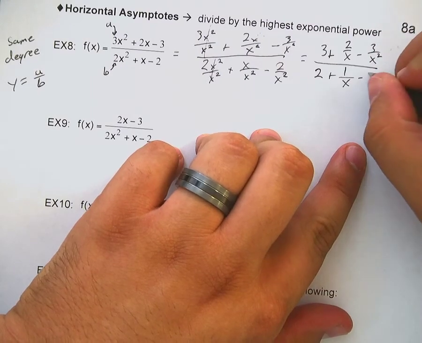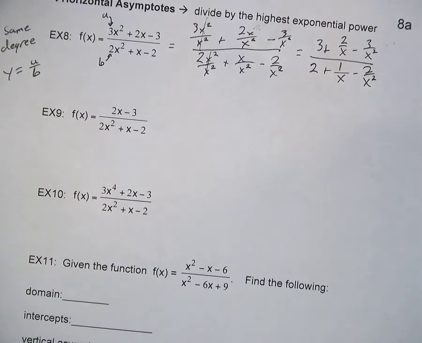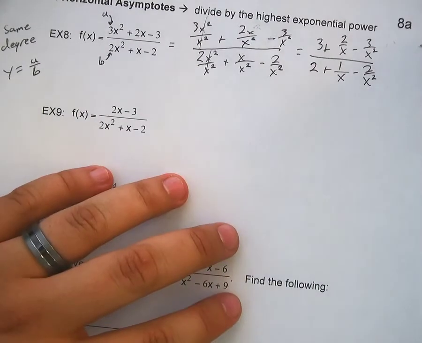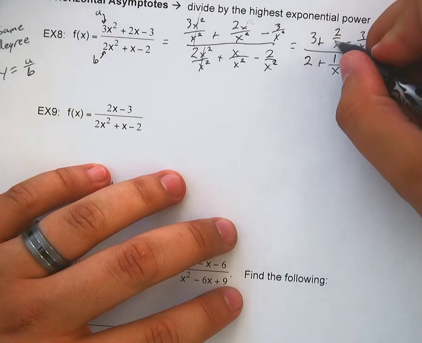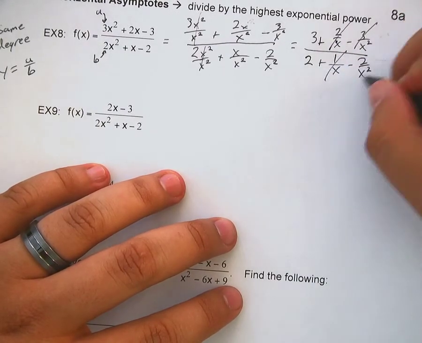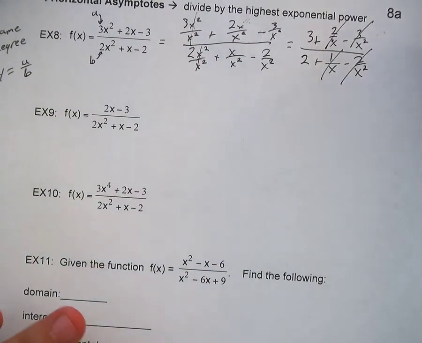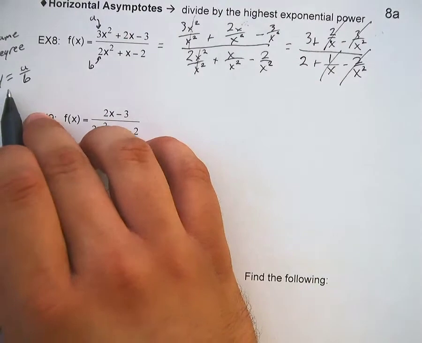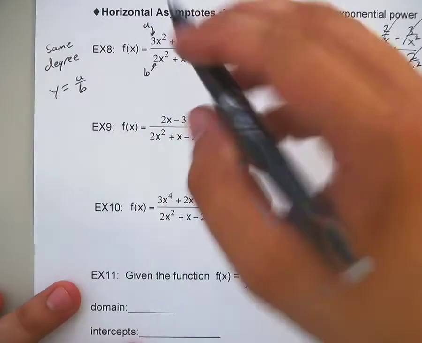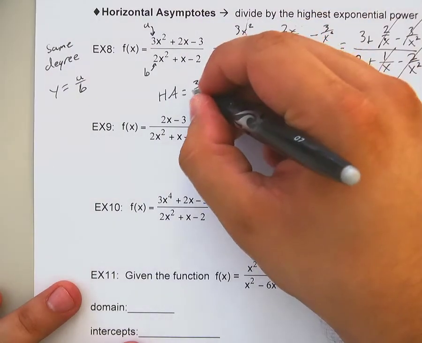Minus 2 over x squared after you simplify. Now notice that as x increases, the bigger that x gets, the closer all of these go to 0. You're looking at what x is approaching. So we just say right back over here that our horizontal asymptote is 3 over 2.